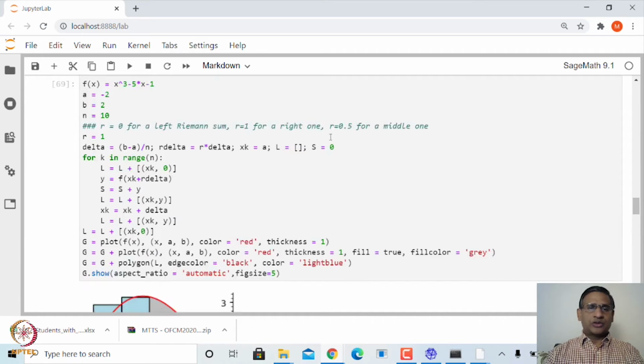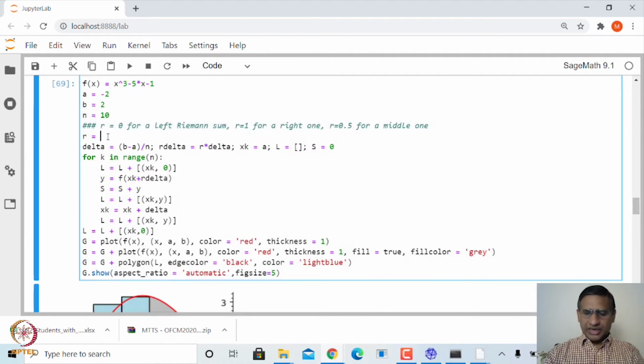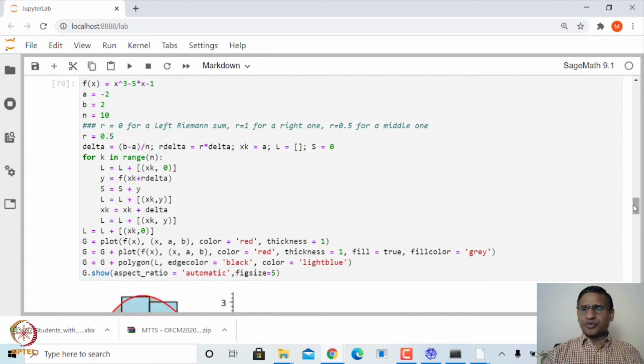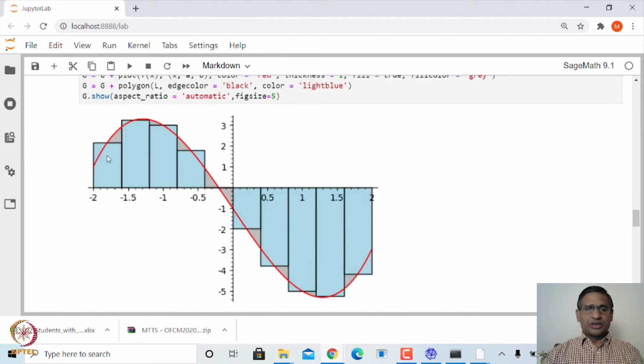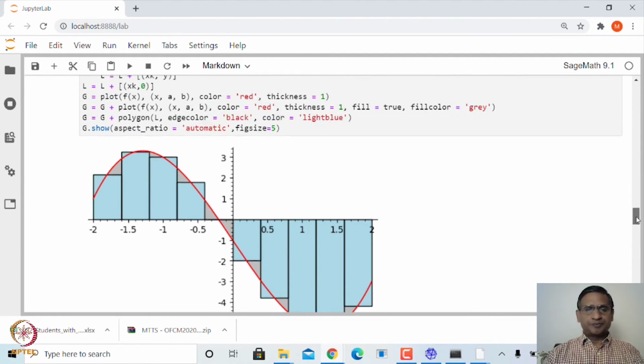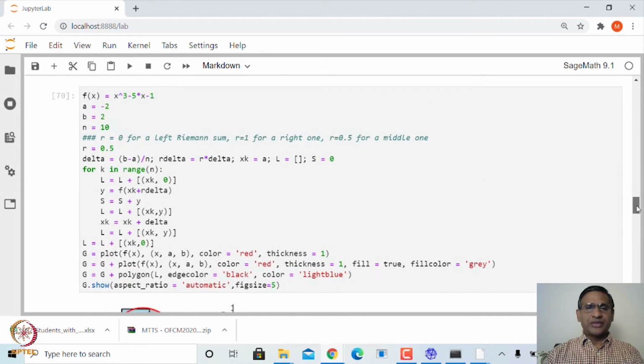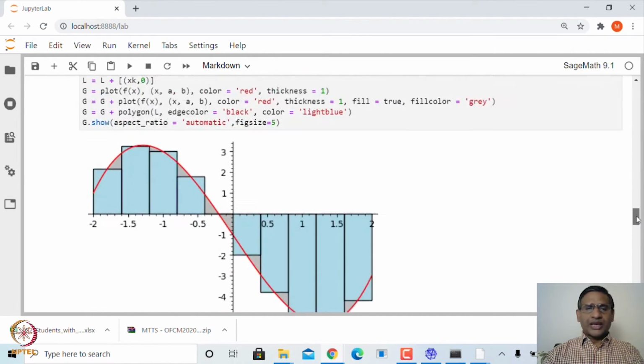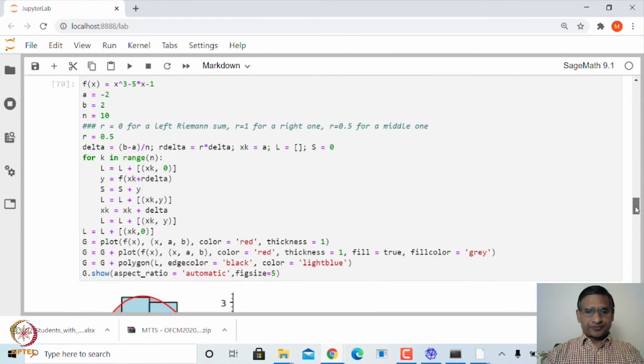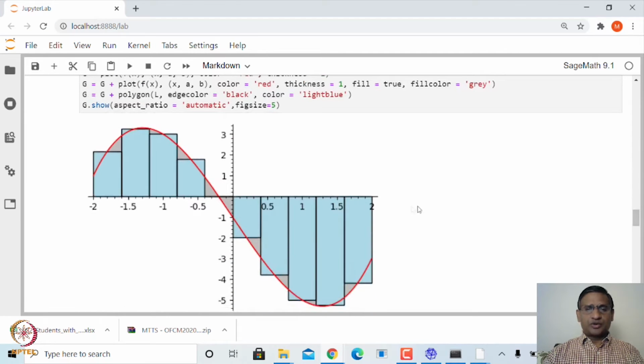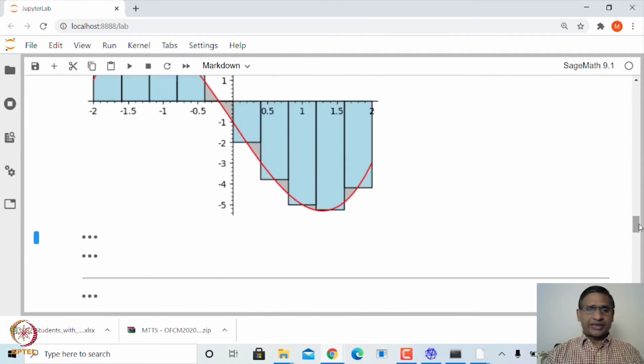And you can also take the midpoint. For example, if I take r is equal to 0.5, then it will give you rectangles whose height is the value of the function at the midpoint of each interval. So, this is what is called the midpoint Riemann sum. And as you increase the number of sub intervals, you will get closer to the actual area, right.